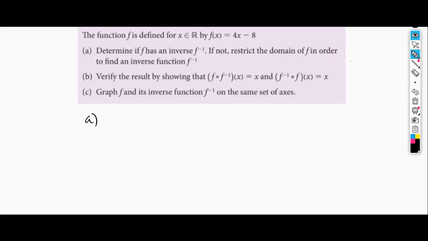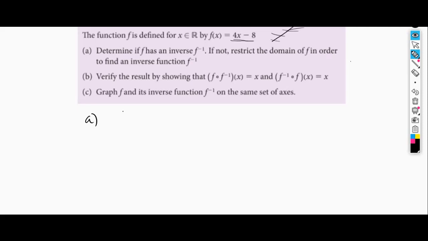Notice that the domain of this is all real numbers, and because it's a line, it definitely has an inverse. This would pass the horizontal line test anywhere. So this definitely has an inverse. We don't have to restrict the domain. So what would be the inverse?